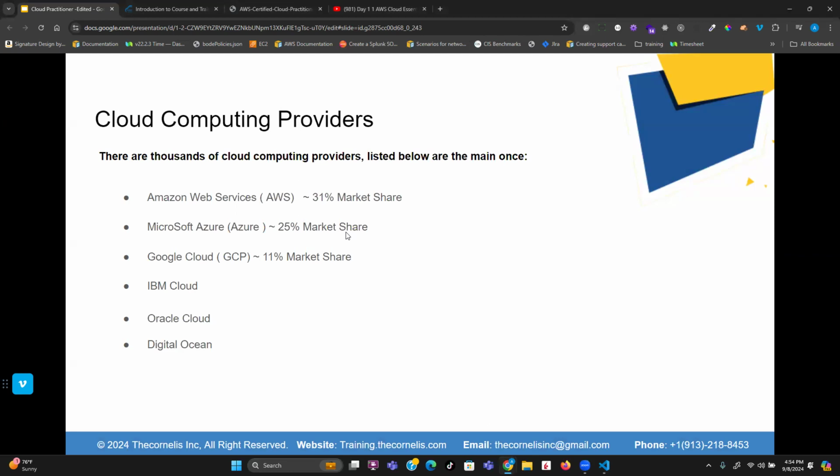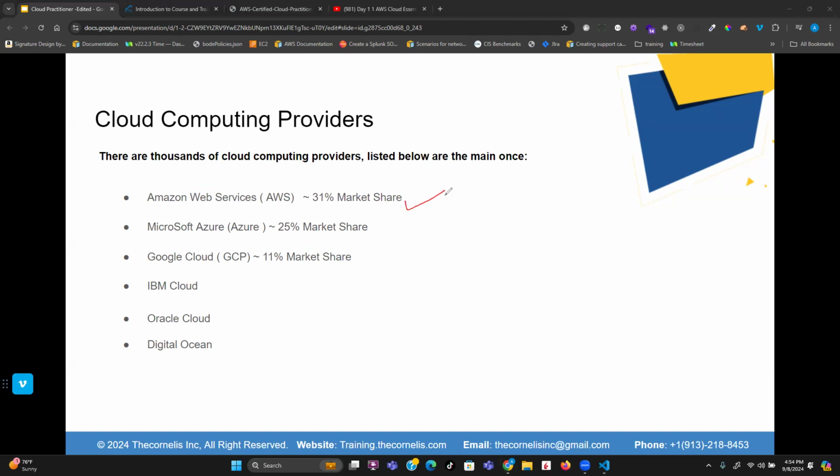So in cloud computing, there are a lot of companies that are providing compute services over the internet. They are providing IT services over the internet. They are providing data center services over the internet. There are thousands of them. But guess what? We are not going to be dealing with the whole 1,000. Let's look at the key ones, the market leaders among them.